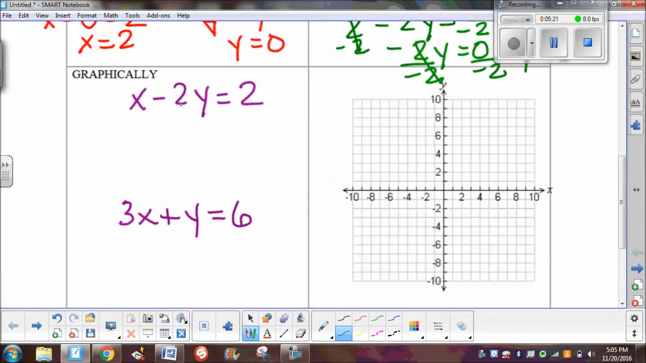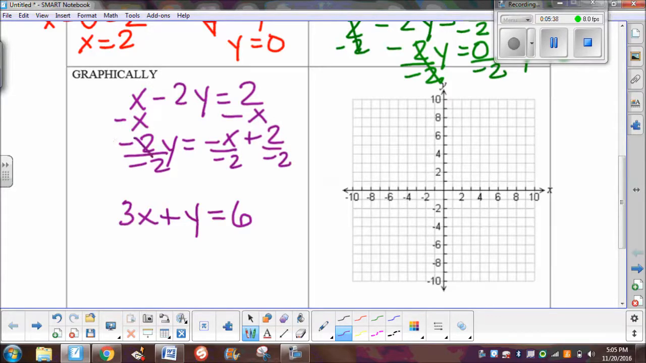All right, so let's take this first equation and let's isolate y. So I'm going to subtract x from both sides. So negative 2y equals negative x plus 2. I'm going to divide by negative 2, everything by that negative 2. And I'm going to get y is equal to, negative divided by negative is a positive. Hope you all agree.